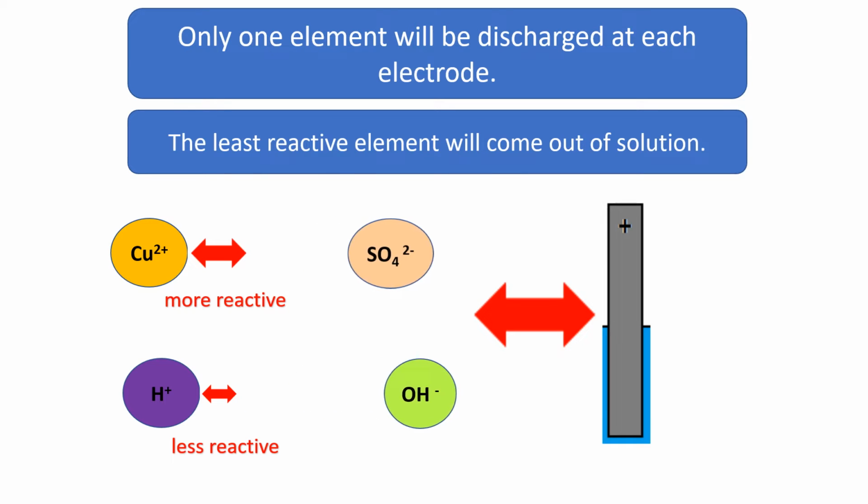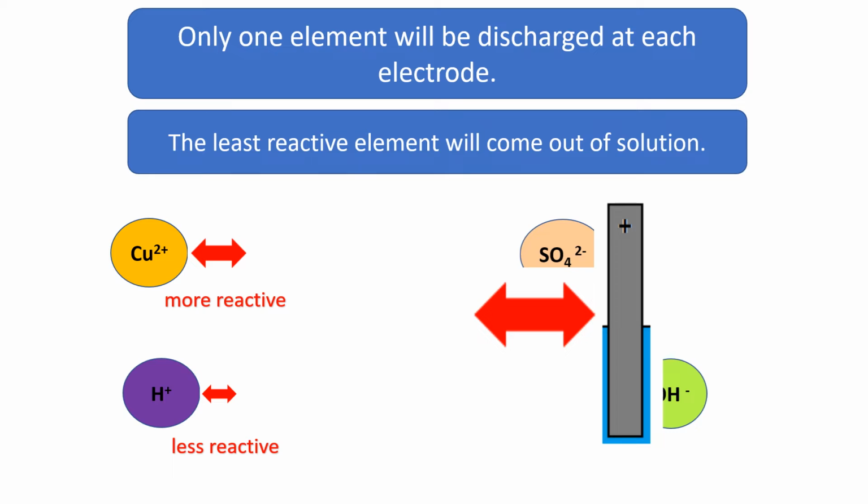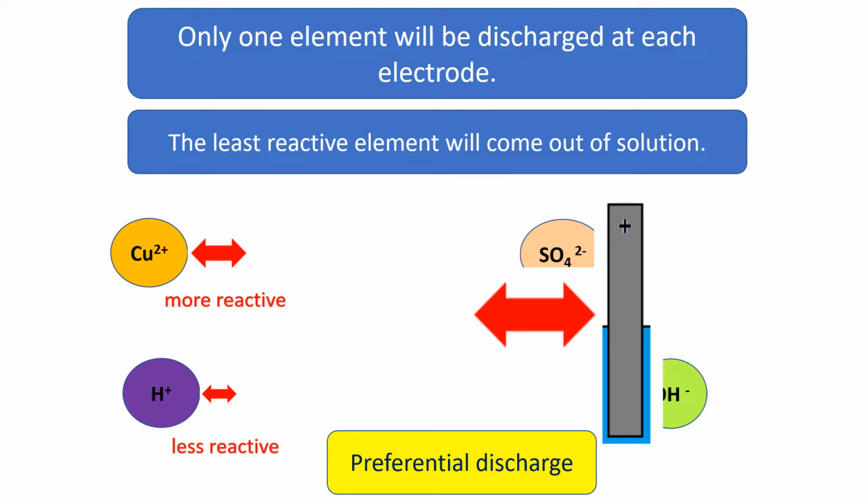Well, it's going to be the hydroxide, isn't it? Because there was less holding it back, if that makes sense. And so it will reach the anode first and it will be discharged. And the sulfate never quite makes it. It's always kind of pushed out of the way by the hydroxide. And this is known as preferential discharge, okay? So again, if that doesn't make too much sense, just remember it's the least reactive element, or the least reactive ion.